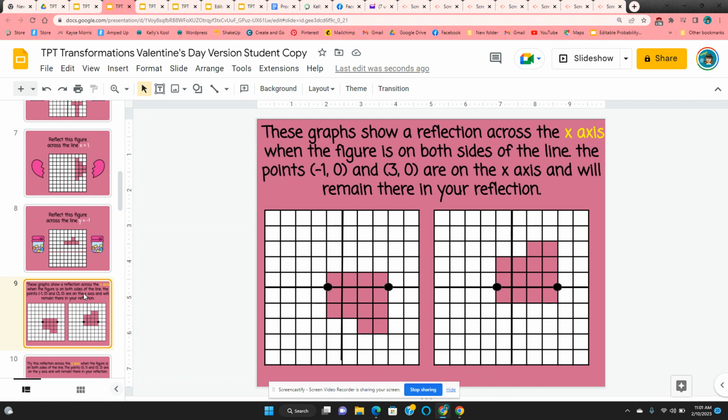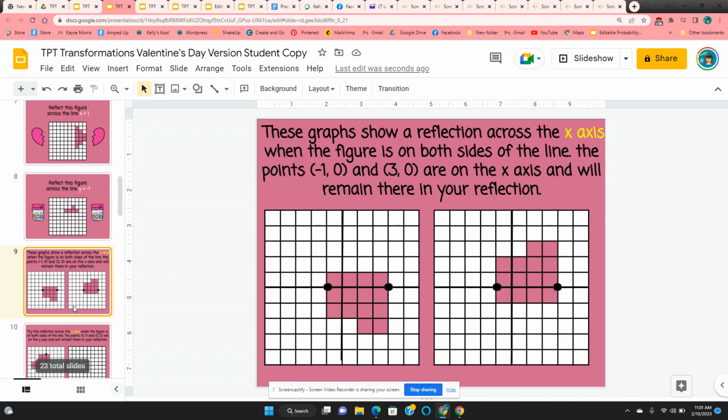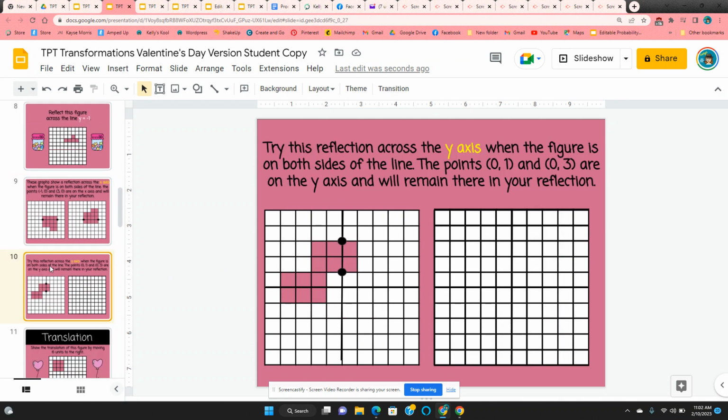Then they're going to be shown how to reflect when part of their figure is already on that line. They've got 2 points here, and it's going to act like a hinge. If they take this figure and flip it up, it's going to look like this. These 2 points will stay exactly the same, but the figure is just going to be reflected upward. Then they're going to be given their own to do, reflecting across the line.